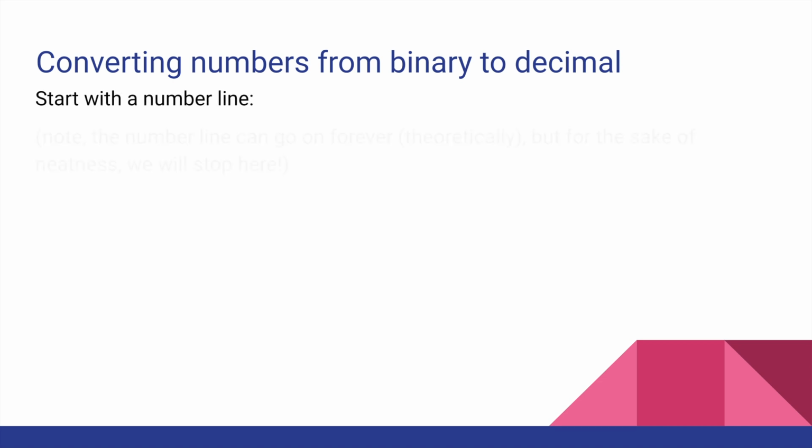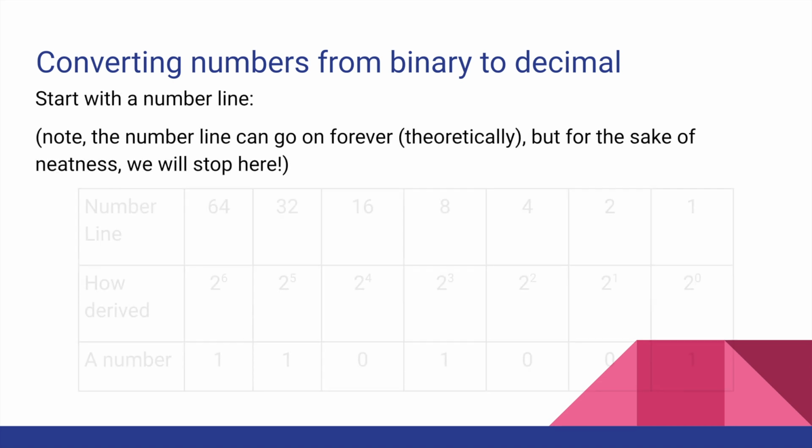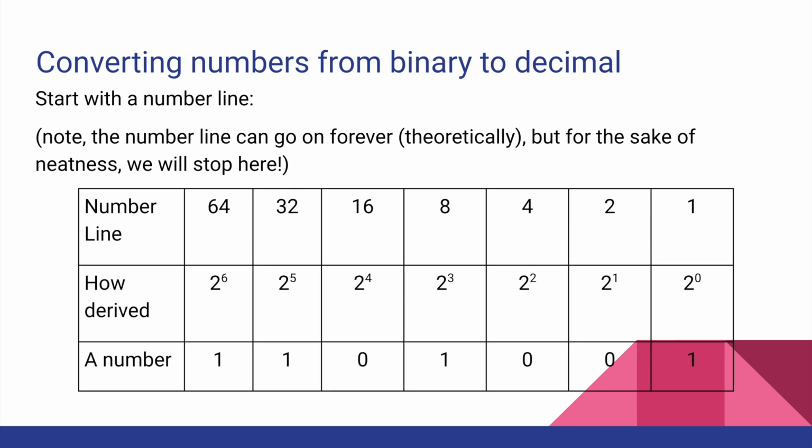First thing we're going to do is convert numbers from binary to decimal, from base 2, which we don't really understand, to base 10, which we do understand because we've worked in base 10 for our entire lives. So we start with a number line, and this is always the first thing you should draw when you're doing conversions between numbering systems. Always start with your number line.